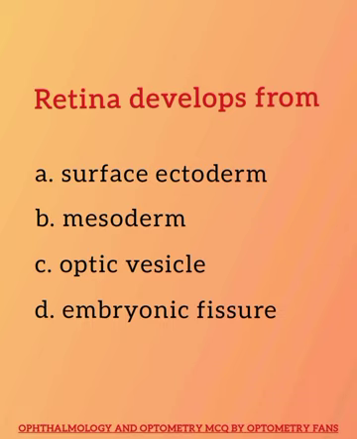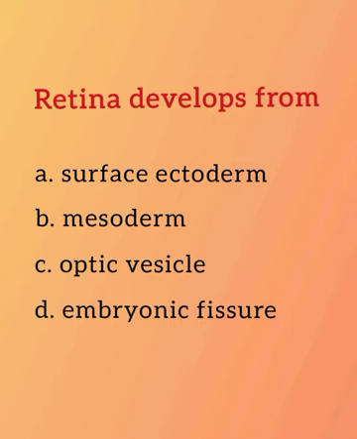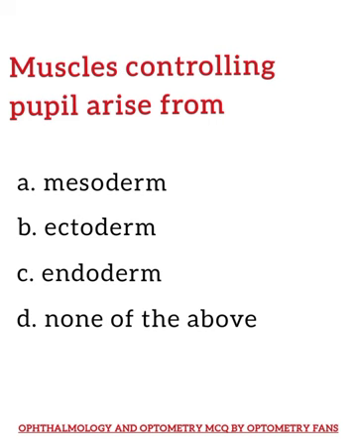Retina develops from option A, surface ectoderm. Option B, mesoderm. Option C, optic vesicle. And option D, embryonic fissure. The correct answer is option C, optic vesicle.